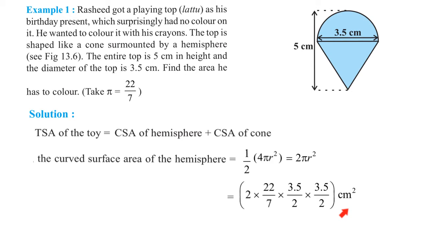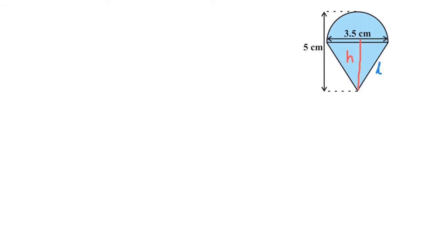Now, we can move on to finding the curved surface area of the cone. In order to find the curved surface area of the cone, we need to find the slant height of the cone. In order to find the slant height, we need to know the height of the cone. Now look, the height of the cone will be the total height of the top minus the radius of the hemisphere. We already know the radius of the hemisphere, it's 3.5/2. What is the height of the top? 5.